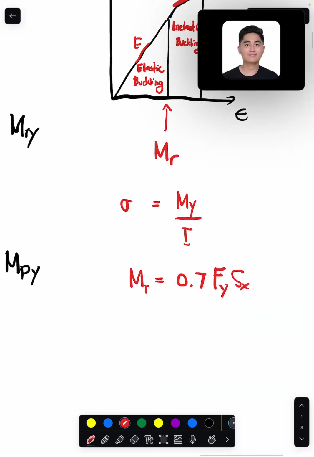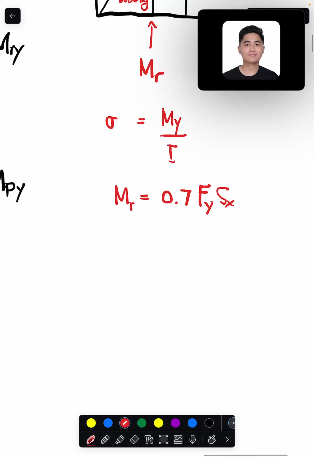So, we are identifying what's called the residual moment. The residual moment along X is this formula right here, 70% of the yielding stress. Then you also have the residual moment along Y. But usually, take note, this is what is most often highlighted. Because what we'll realize later on is this part right here only applies if the buckling is local.